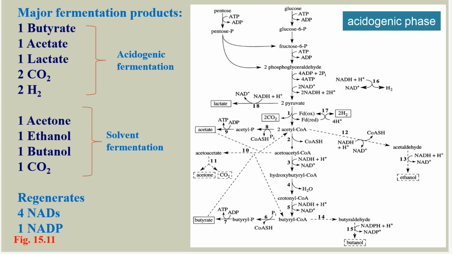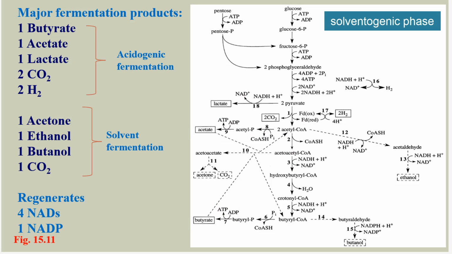In the acetogenic phase, the acetyl-CoA is converted to acetate and butyrate. So some of the acetyl-CoA is converted to butyrate and ATP. Some acetyl-CoA is also converted to acetate via acetyl phosphate in a reaction that yields an additional ATP.